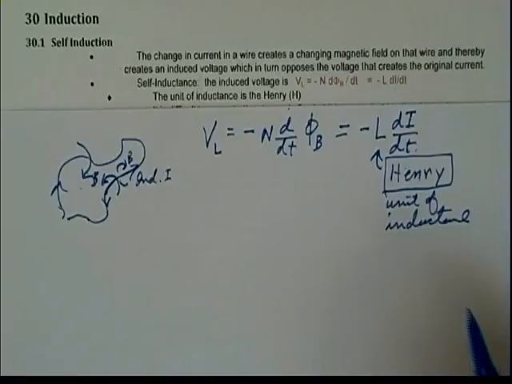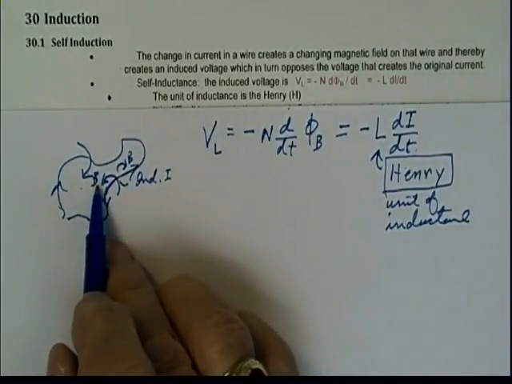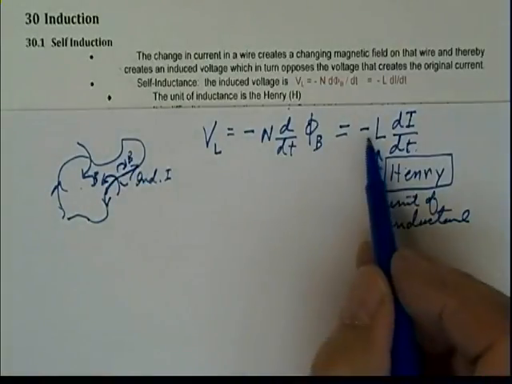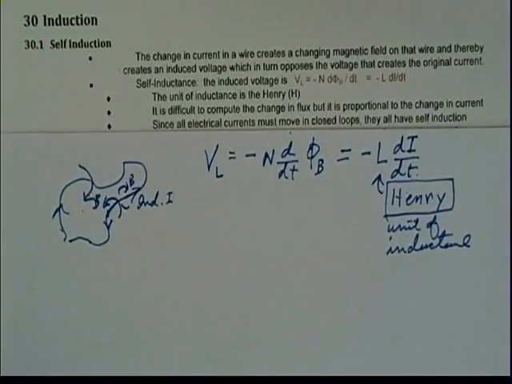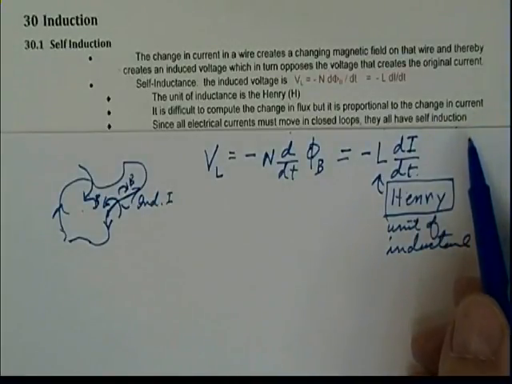And here we're looking at self-inductance. So if we try to change the current, the system is going to oppose it. That means if we try to reduce the current through a loop, it tries to increase it. If we try to increase it, it tries to decrease it. And that's what this negative sign is right here. So it's difficult to compute the change in flux, but we know that it's due to the change in the current.